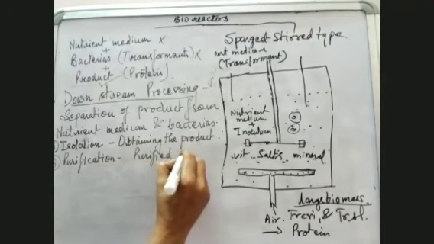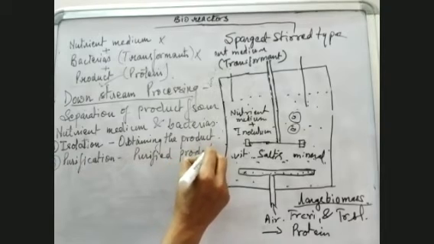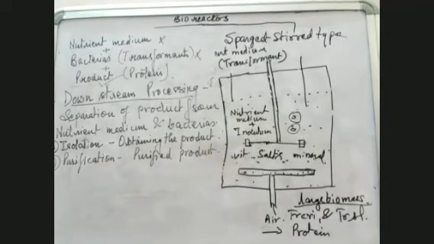We get a purified product as a result, which is separated from all the impurities, all the minerals, all the salts, whatever is present. We do not want anything, no bacteria, no nutrient medium. So the next step is purification. After purification, we obtain a purified product, which is tested. So the third step is testing.